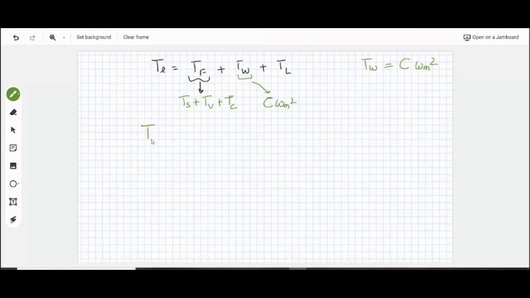So for our case, now this becomes that TL is equals to TS plus TV. TV was proportional to the speed, so we can write it as B omega M plus TC plus C W omega M square plus TL. So this will be equals to TE. This will be equals to TL, basically TL, small torque or torque at the shaft.